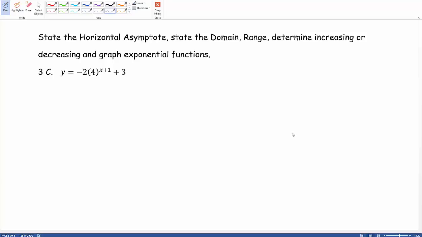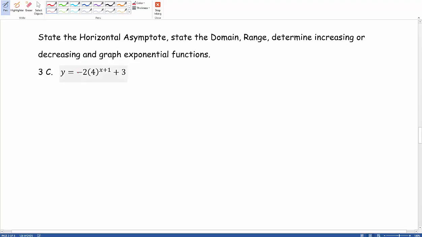Here we are at our target 3C from our Chapter 5 study guide. We're asked to state the horizontal asymptote, state the domain and range, and then determine if this thing is increasing or decreasing while graphing this. Now, in just looking at it, what we're going to go ahead and do first is identify what is our A, B, and our horizontal asymptote.